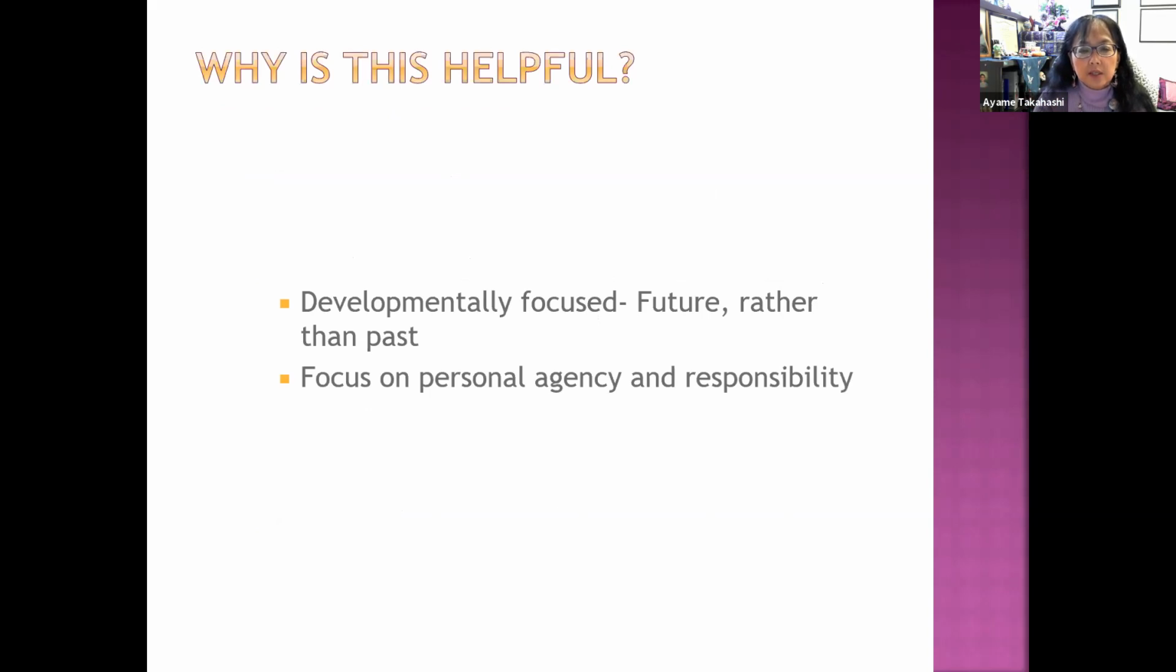And then the focus on personal agency and responsibility. So yeah, they may have family chaos, but what can you do to help yourself?